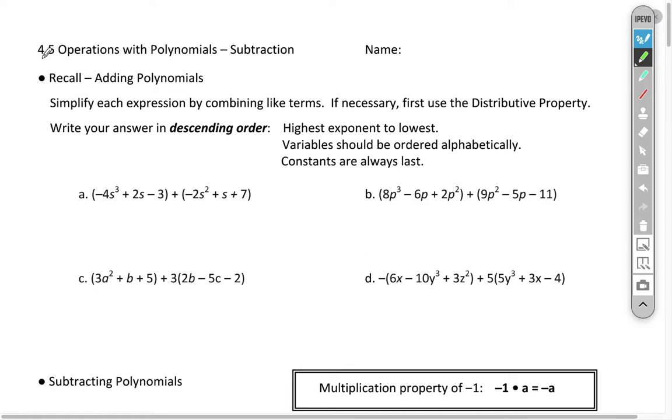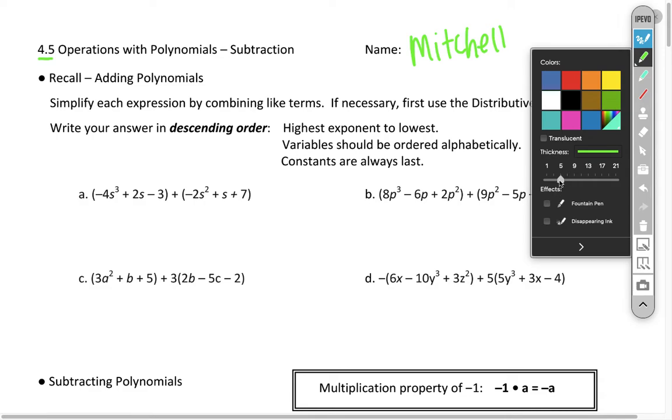We are now on lesson 4.5. This is operations with polynomials, focusing on subtraction as well. And my name is Miss Mitchell, and we're going to be recalling adding polynomials, and then we're going to go into subtracting polynomials. Let me make this just a little bit smaller.